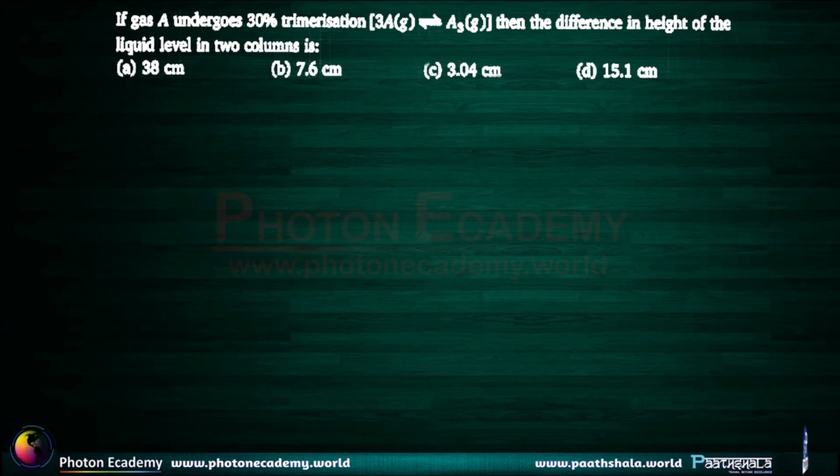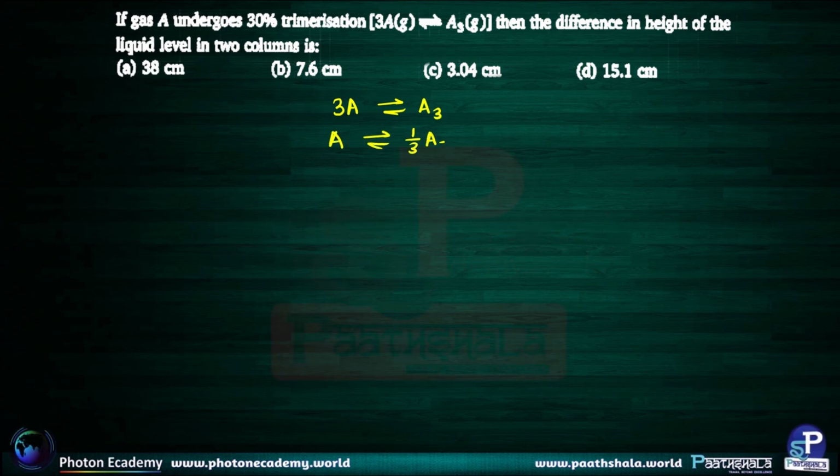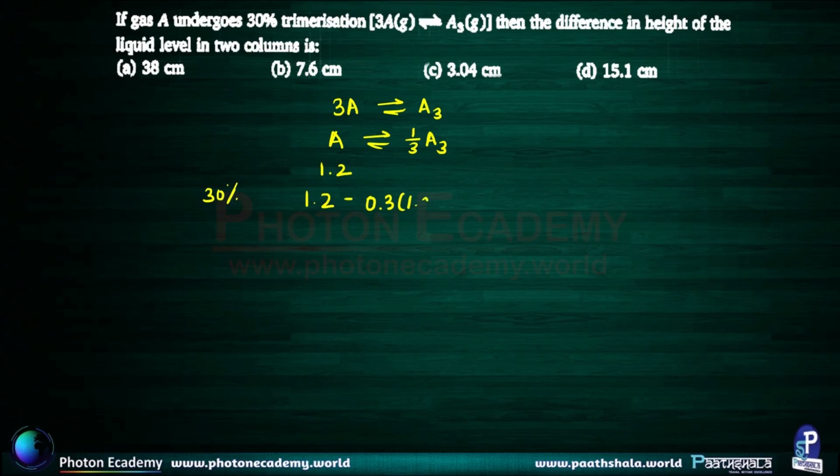If A undergoes 30% trimerization, 3A forms A3. Then the difference in height of the liquid level in the two columns is? So we have 3A forming A3. Let's write it as A forming 1 by 3 A3, right? So initially A was at a pressure of 1.2 atm. Now if there is 30% trimerization, it would mean that the A left is 1.2 minus 0.3 times 1.2, and the A3 formed will be 1/3 of 0.3 times 1.2, right?